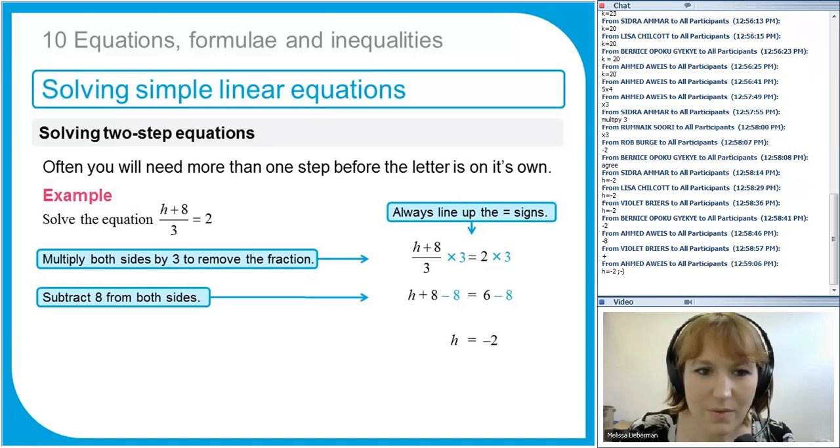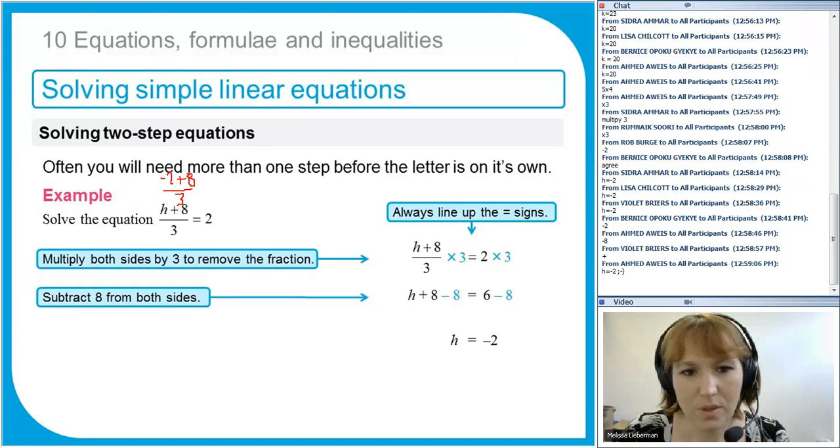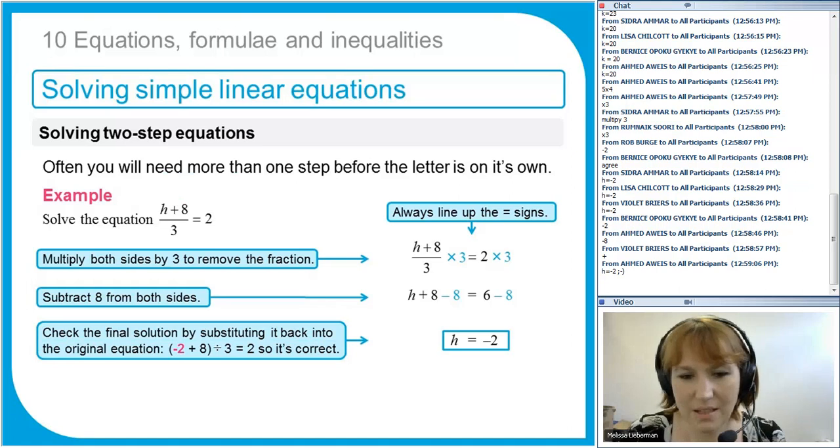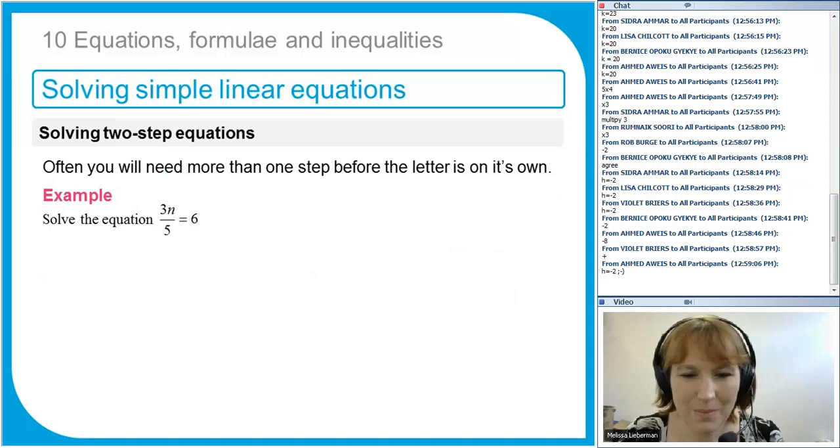So if I put that back into my original equation, I've got -2 plus 8, which is the same as 8 take away 2, which is 6, divided by 3. 6 divided by 3 is 2. So that's right. Okay. There we go. If you put it back into the original equation, I've just written it like this all in one line, so you can check it quickly. Okay with that? Okay. One more.